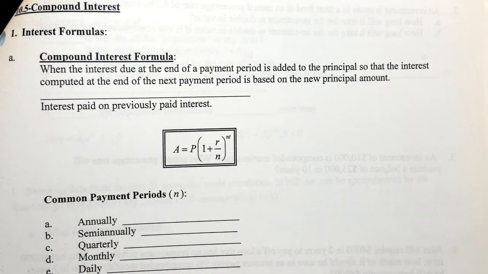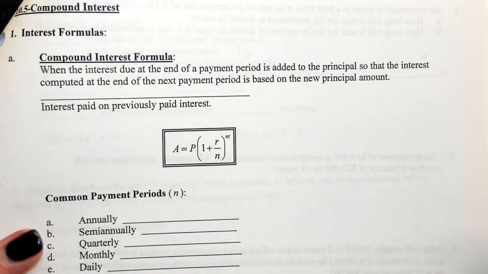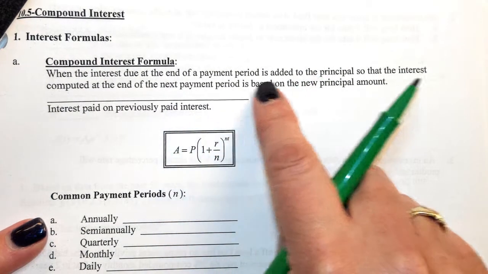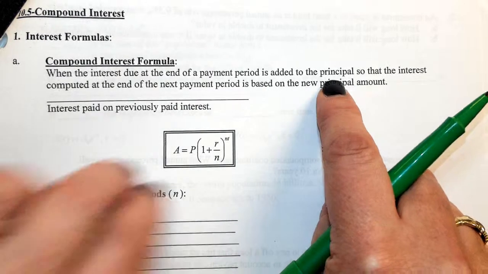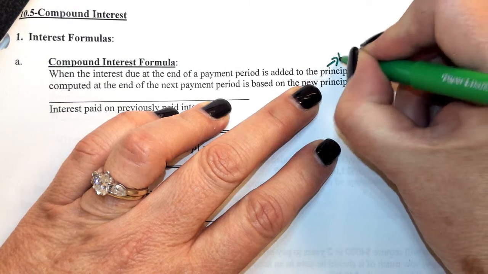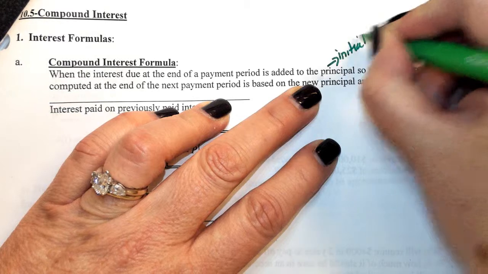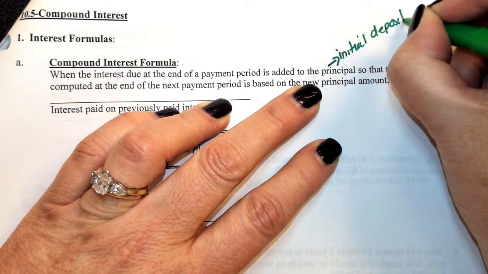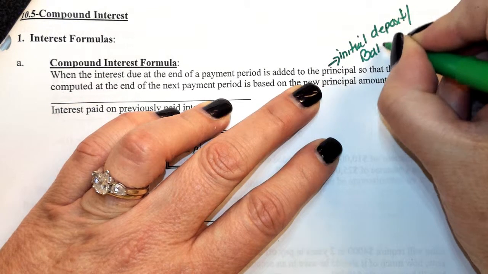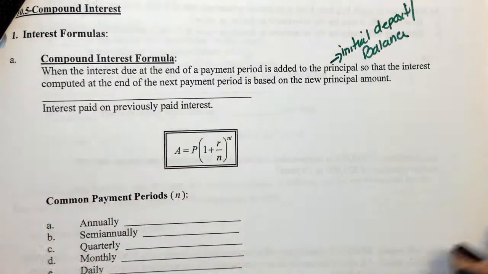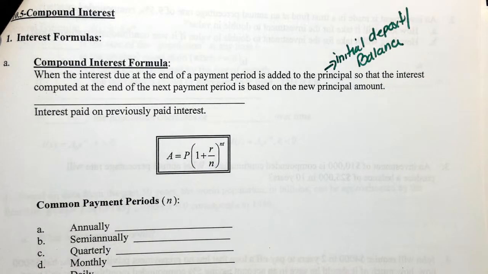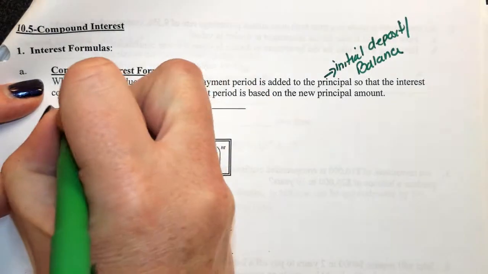At first, there are two interest formulas, and it all depends upon how often the financial institution is calculating interest. When interest is due at the end of a payment period, it's added to the principal. Principal, remember, is your initial deposit, or your balance, so that the interest computed at the end of the next period is based on the new principal amount. This is what we call compounding interest.